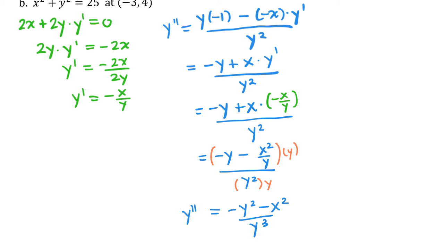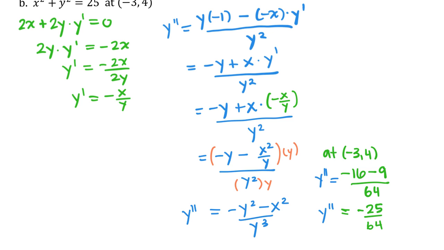They asked me to evaluate this at negative 3 comma 4. So the y double prime at negative 3, 4 is going to be negative 4 squared is 16, minus 3 squared is 9, over y to the third is 64. Okay, so at negative 3, 4, the second derivative is negative 25 over 64.